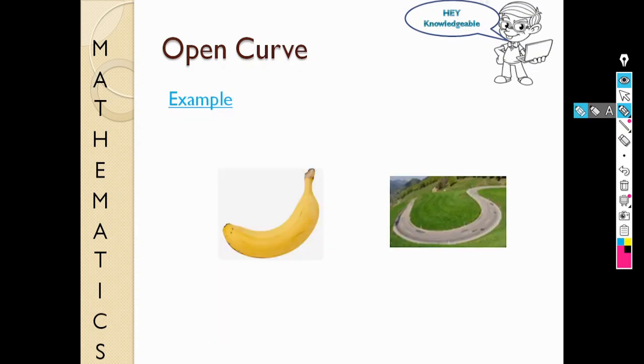So here are some examples of open curves. If you see a banana, this is also an example of an open curve because it has two endpoints. In the same way, if you see the portion of this road from here to here, it has two endpoints and we can call it an open curve.